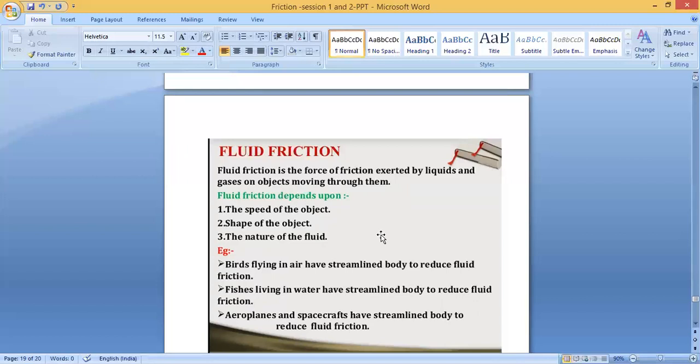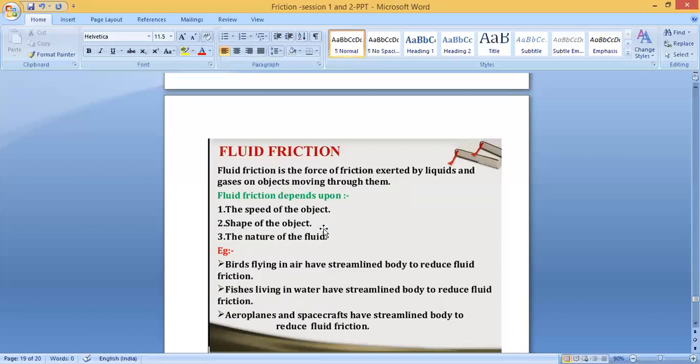Another example I'll tell you. You take two fluid things, one water, one honey. Which is more thick? Obviously, the honey is thicker than water. You take the same object and push it in the water as well as in the honey. You can see that in the honey it will be a little difficult to move because the thickness is more for honey, so the friction will be more. More thickness, more friction, less thickness, less friction. Clear? So that is the nature of the fluid.